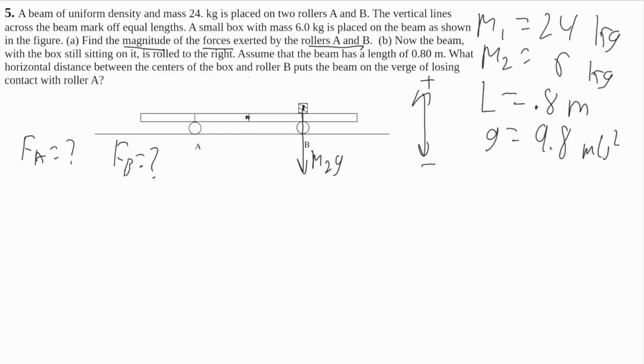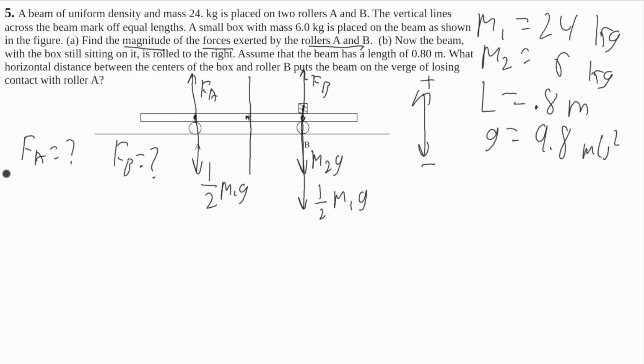I'm going to pretend that this big beam is actually two smaller beams, each with a mass half of the larger beam. So the center of mass of these smaller beams will now be over rollers A and B, and it'll have a force of gravity of half m1g. So there'll be force of gravity of half m1g on rollers A and B. Rollers A and B will also have a force that goes up, pushing up against the beam. It'll be force of A on this one, and it'll be force of B on this one.